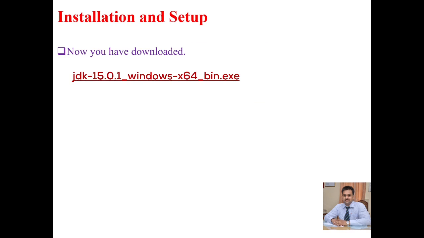After downloading, you will get this type of file, like JDK 15.0.1 Windows x64 bin.exe. Here I have downloaded this file for Windows, that's why it's showing Windows 64-bit. After downloading this file, you have to click on the setup file, and as you know how setup files install in the computer. If you don't know the background process of installing any software, then you can click on this I button and see the whole process of how a .exe file is installed in the computer.